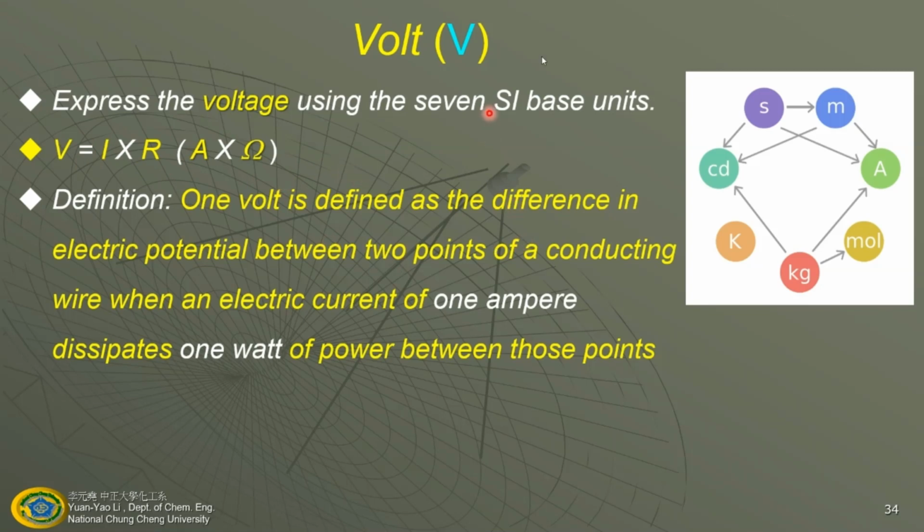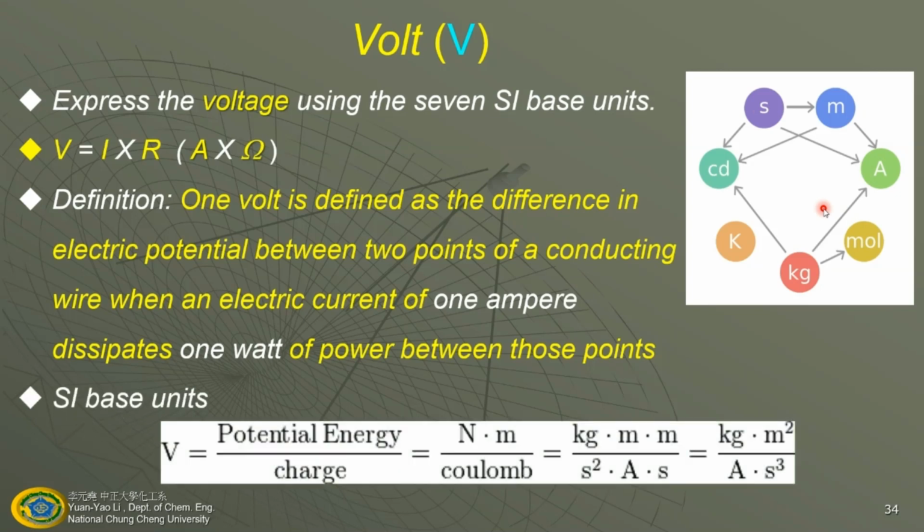Of course, you want to use the 7 base units. So the SI base unit is like this. The voltage is potential energy divided by charge. So this is the definition of the voltage. You know the energy is force times what? Length, right? Force times length. So Newton times length, because this is SI, so we use meter, divided by what? Charge. What is charge? Electrical charge.